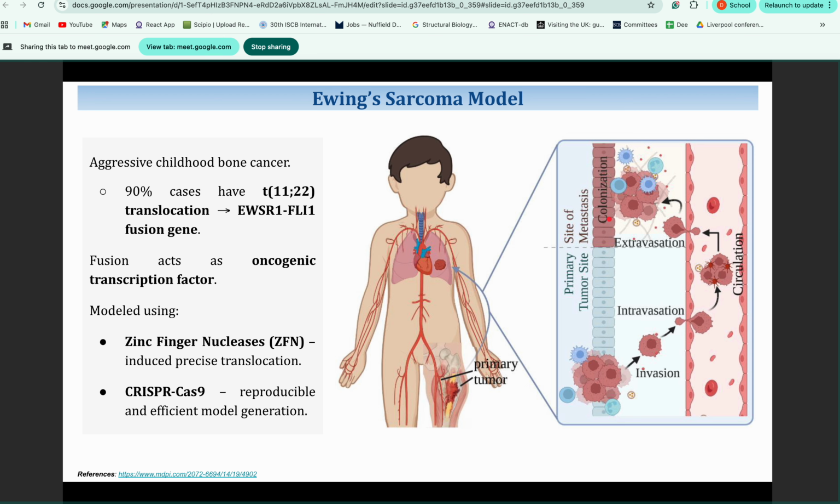And how is the metastasis taking place? It is taking place through the bloodstream. The bloodstream helps in the movement of these cancer cells from one place to another.